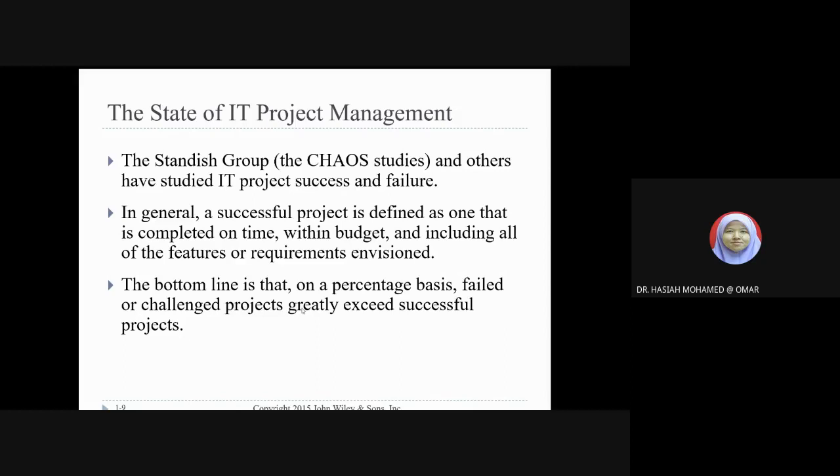This is one of the reasons why actually we need to learn regarding the project management, because from the previous experience, fail or challenge project greatly exceed the successful project. If we cannot plan it well, kita buat bajet pun salah, kita buat duration, kita bajet duration 6 bulan pun tak betul, 9 bulan ataupun setahun baru siap. So this is what we call a failed project. Okay, bajet asal 100,000 tapi dah siap jadi 150,000.